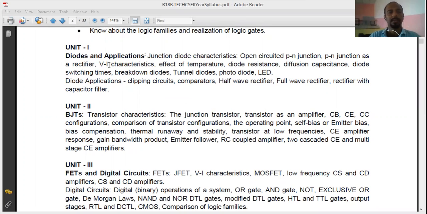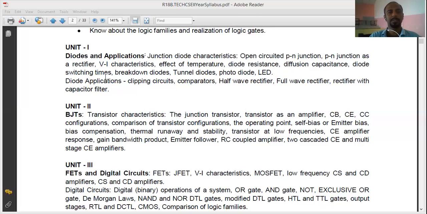Next, let us look at the VI. Then you will be studying about the diffusion capacitance, switching times, how the breakdown occurs, and there are breakdown diodes. So you will be studying all that in diodes and their application. That is the initial part of the diodes.